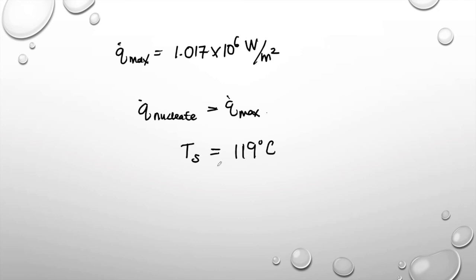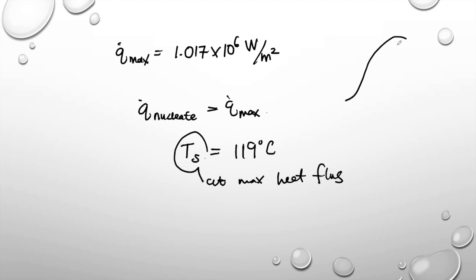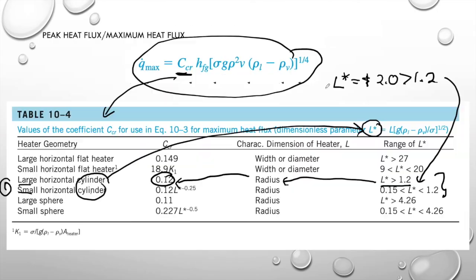This is T surface at maximum heat flux, not the T surface for the entire nucleate boiling regime. This is T surface at maximum heat flux. So you have this graph.